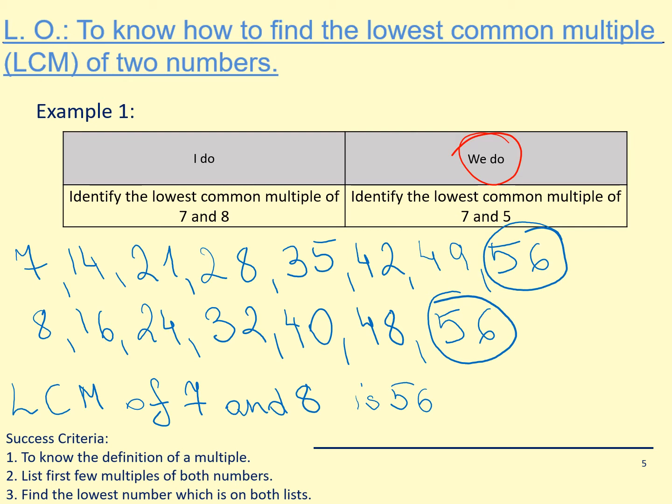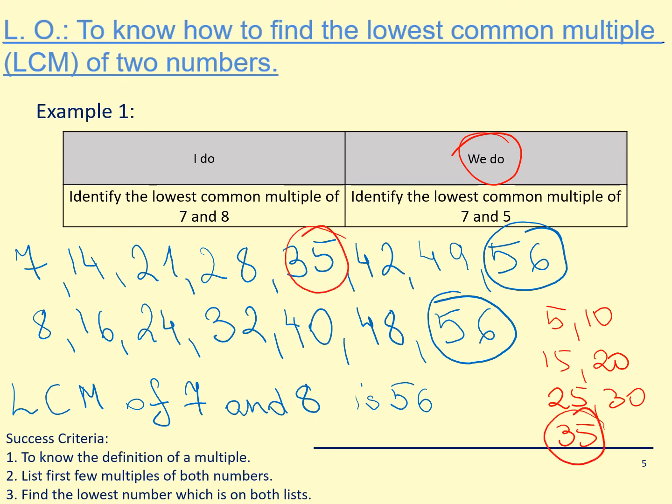Right, so multiples of 7 are already on the board, so I'll just write a few multiples of 5. And 35, and we can see that the lowest common multiple of 7 and 5 is 35. Okay.